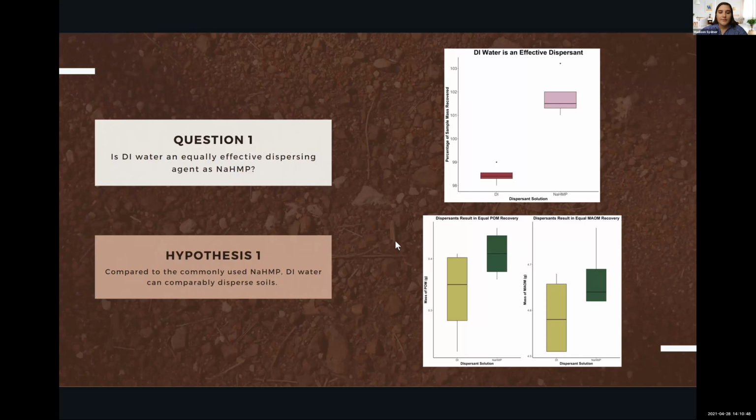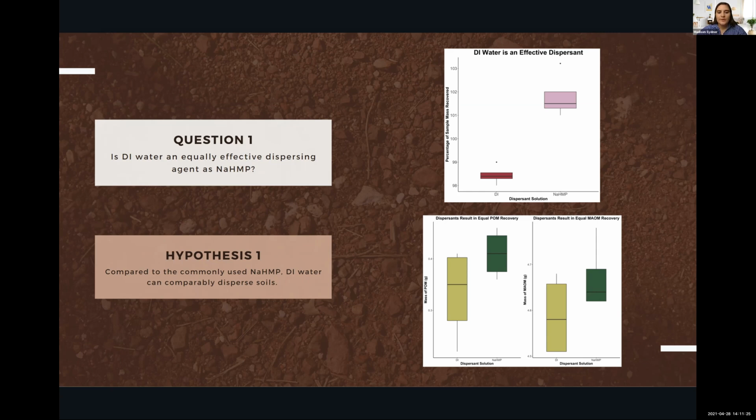And so here are results which answer our first question. We hypothesized that compared to the commonly used sodium hexametaphosphate, DI water would comparably disperse soils. And again, this is important because chemical dispersants can distort and mask the arrangement of the organic matter in our samples. So the top figure shows us the percent recovery from each dispersant. You can see DI on the left, sodium hexametaphosphate on the right. And from this graph, we concluded that DI water was an effective dispersant.